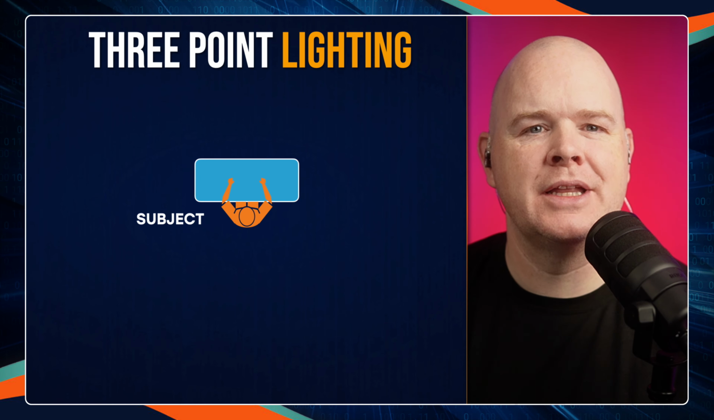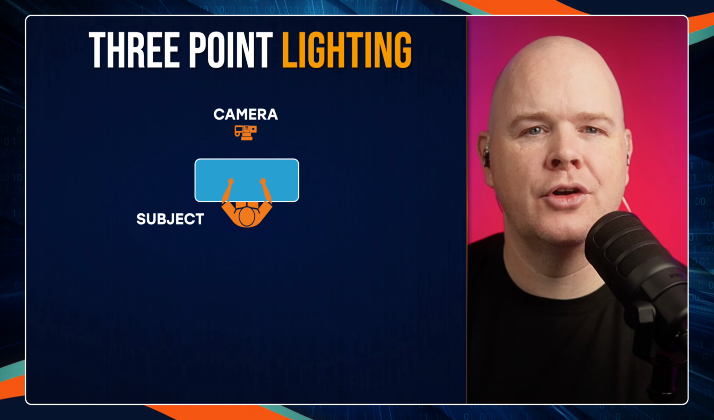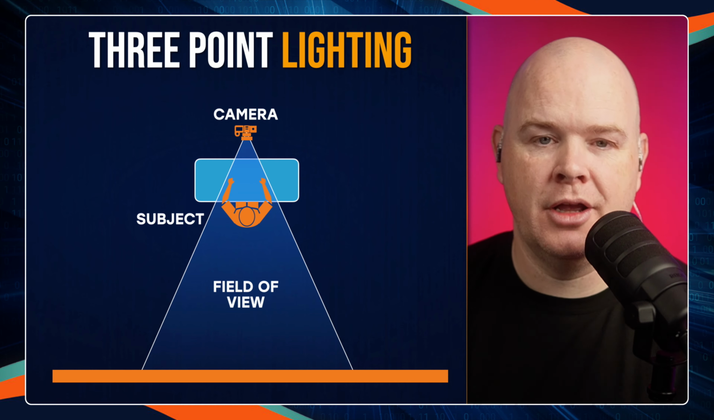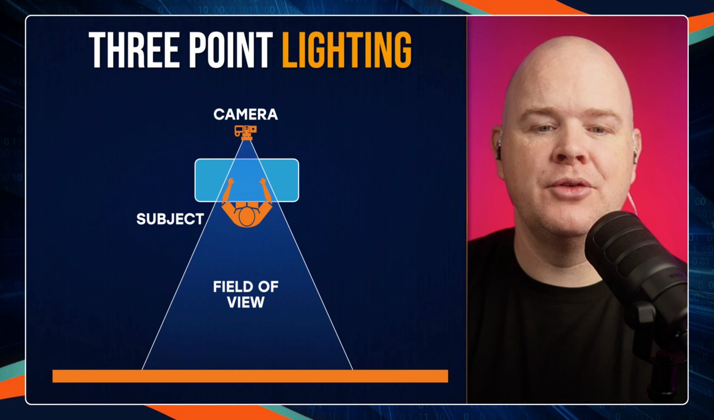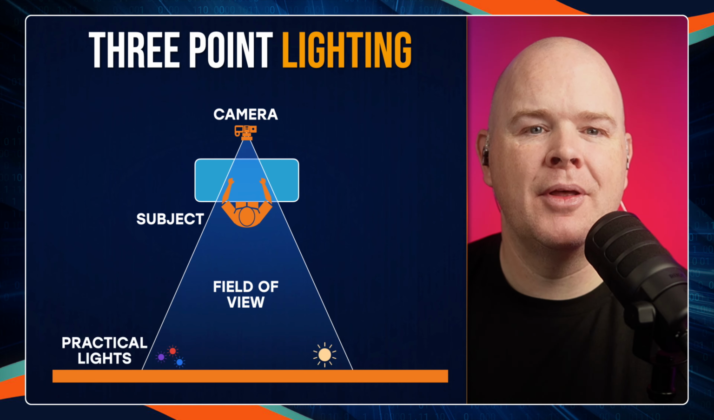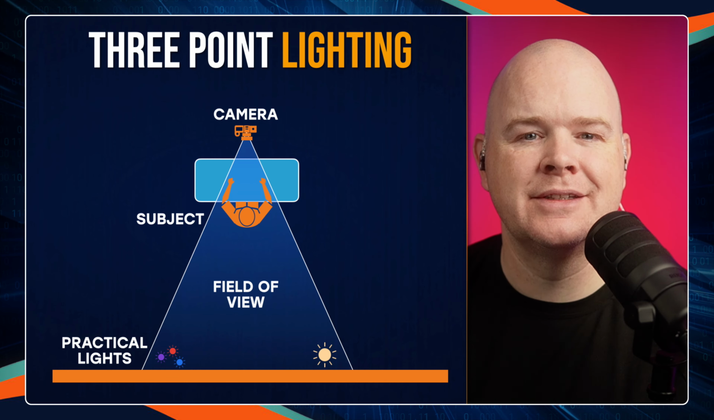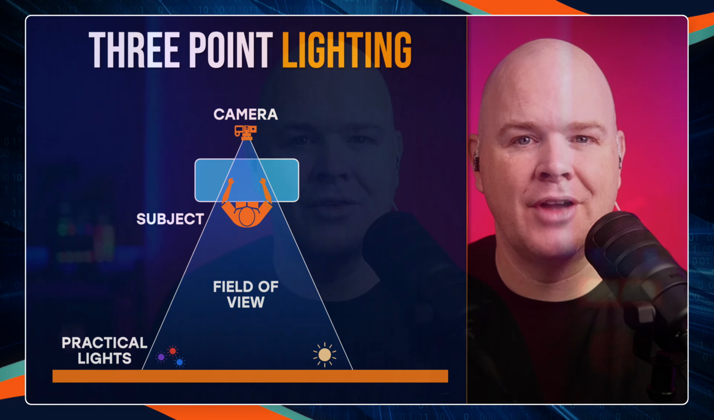So you've got the subject there, and the idea is that you've got your camera at the front, and then if we think about the field of view, which will come into play a little bit later, the field of view is what your camera is seeing. Then you've potentially got some practical light, so that's what we call the lighting that you have that's just adding some sort of effects to maybe the background or the scene or whatever.